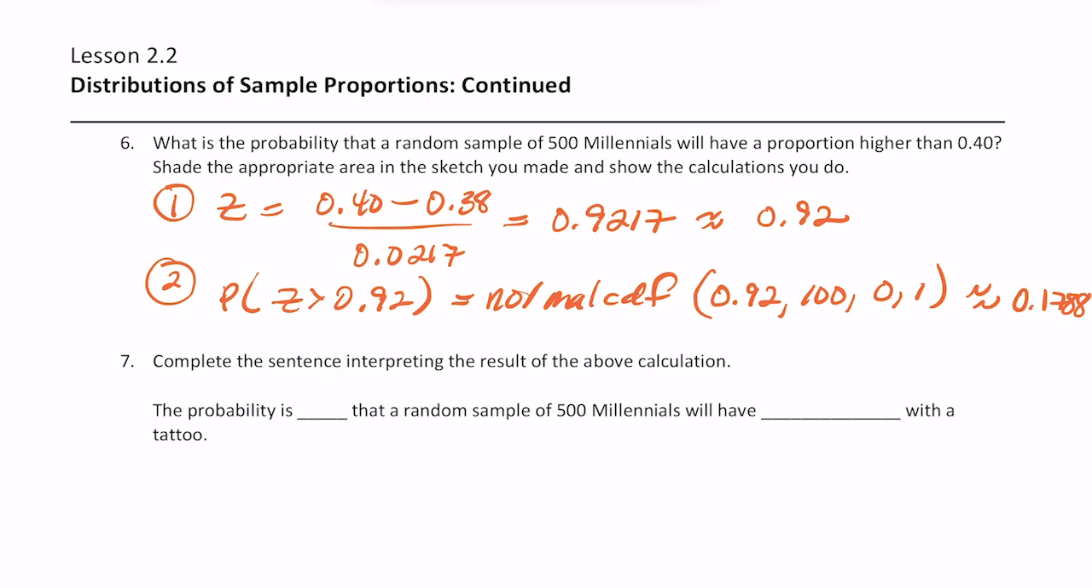Okay, so let's fill in this sentence here. And right now you're guided to write these sentences a specific way, but in the future you're going to have to get used to interpreting your results. Okay, so the probability is 17.88%, or about 18%, that a random sample of 500 millennials will have more than 200 people with a tattoo. So in context, that is what we just found.